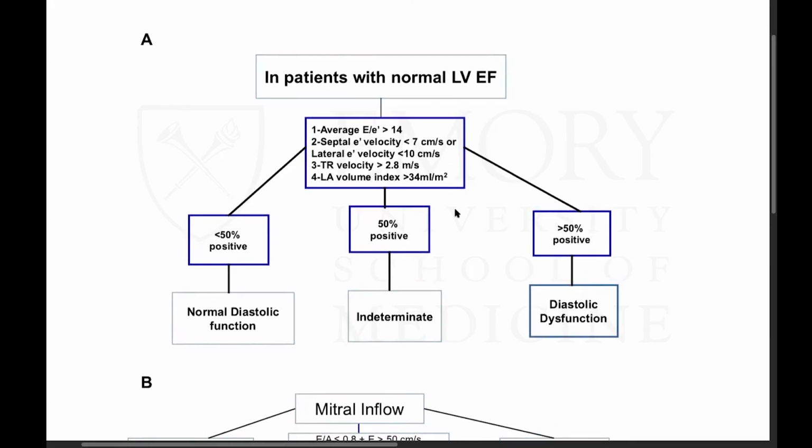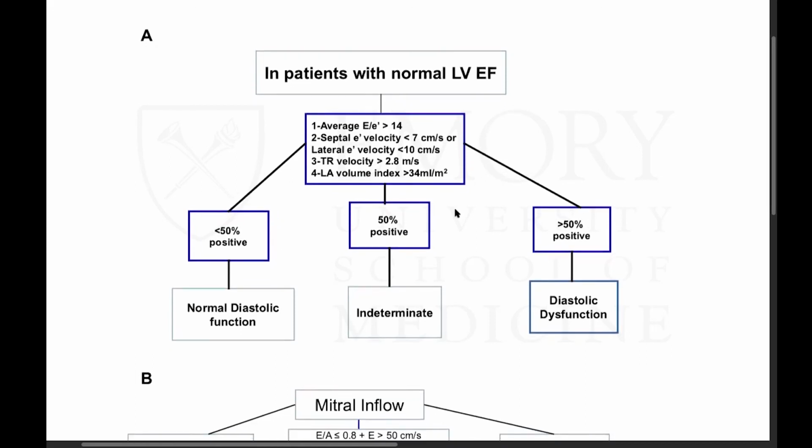I tell you, I take issue with how simplistic this is, but I think it is important to take home that a big left atrium and a higher TR velocity implies higher left atrial pressure in someone with a normal ejection fraction. And also pay attention to the E prime and E to E prime ratio.